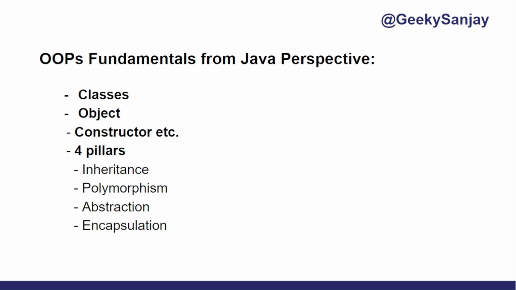There is a minor difference between abstraction and encapsulation. Both are hiding things, but in abstraction we are just hiding the implementation using the interface, whereas in encapsulation we are hiding only information, not the implementation. And we are hiding the information using the getter and setter.